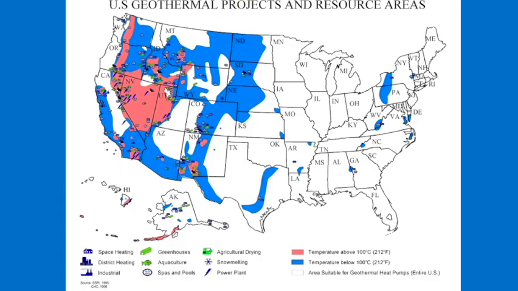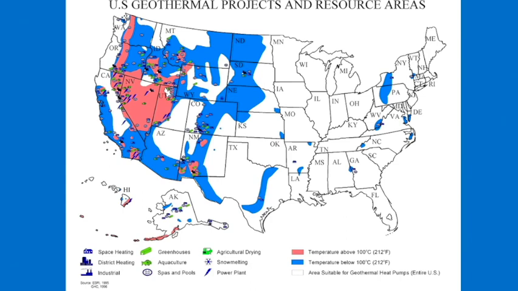Okay, here in the west, the red areas are hot areas that are prospective for geothermal projects. So you can see Nevada's almost all red. Nevada's like the Saudi Arabia of geothermal energy.